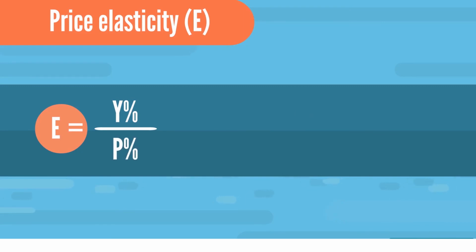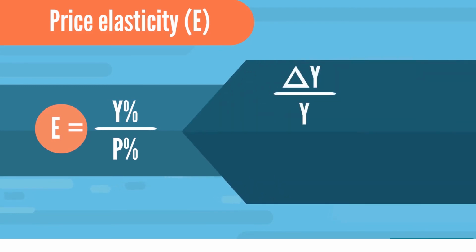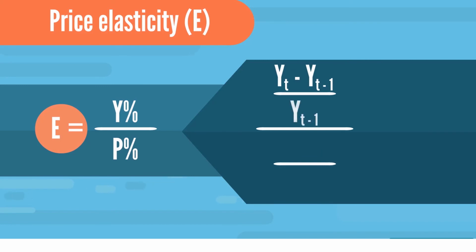We can obtain that by taking the percentage change of Y and dividing it by the percentage change in P. Well, the percentage change of Y is the difference between its present and past value, divided by the past value. Similarly, the percentage change of price is the difference between the present and the past price, divided by the past price.